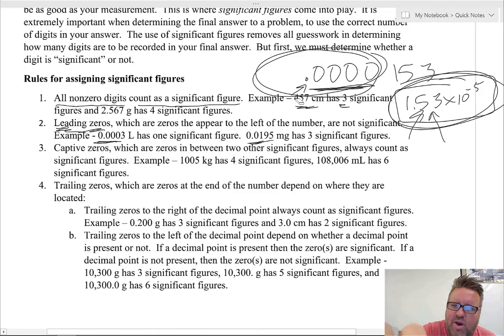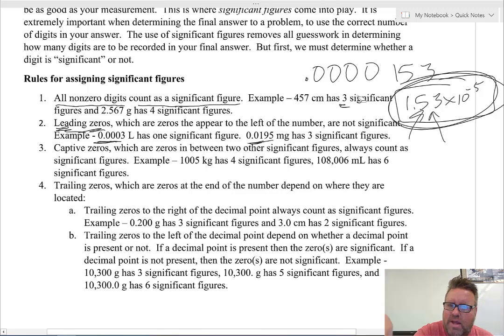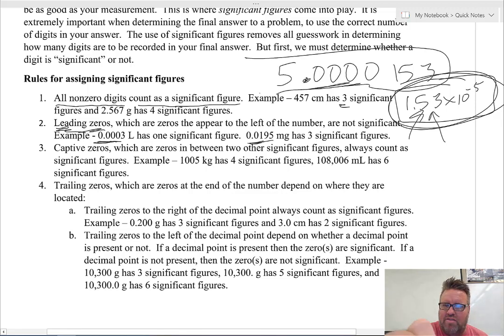Okay, the time where that might confuse you a little bit is, instead of a 0 in the front, what if we have a 5, like 5.000153? Well, now that's not a leading zero. It's not starting the number. A leading zero, the number has to be less than 1. It has to start with zeros. So these zeros now aren't leading zeros. Now we call them captive zeros. And a captive zero is a zero that is between other numbers that are already significant.